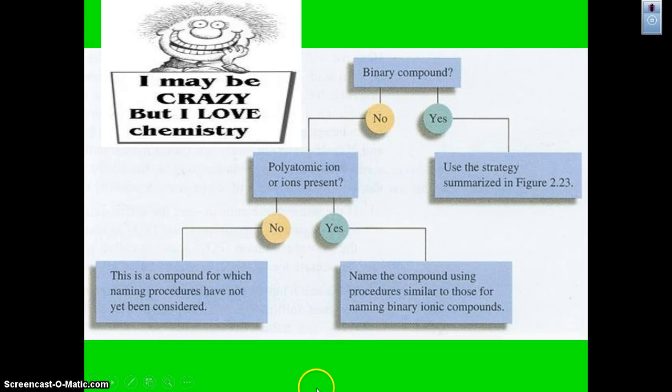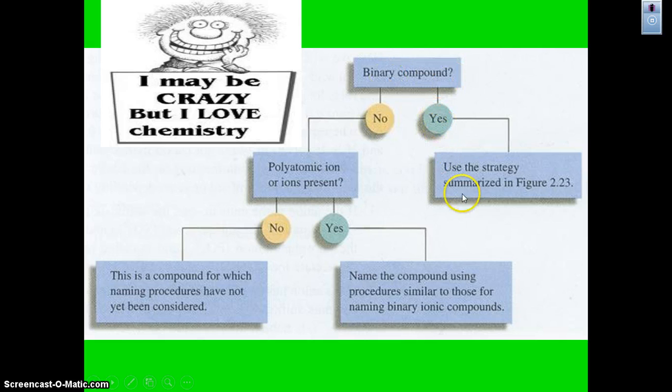All right, so far we've looked at binary compounds and how to name them. You've learned to name type 1, type 2, and type 3. Type 1 being a true metal and a non-metal. Type 2 being a transition metal and a non-metal. And type 3 being two non-metals. So everything we've done before has been binary. So when we've asked ourselves, is it binary?